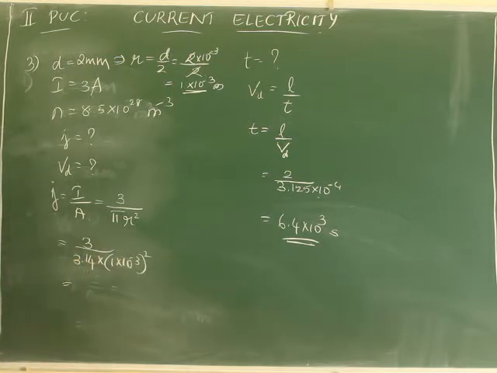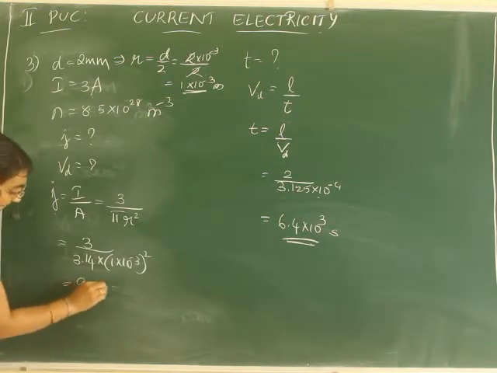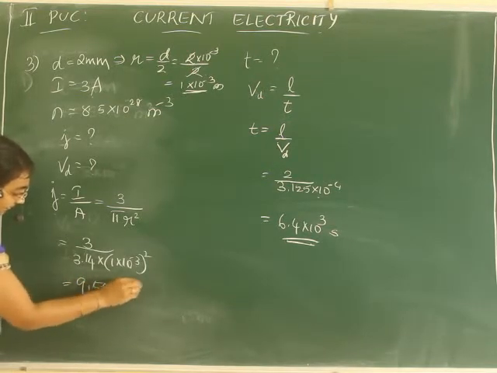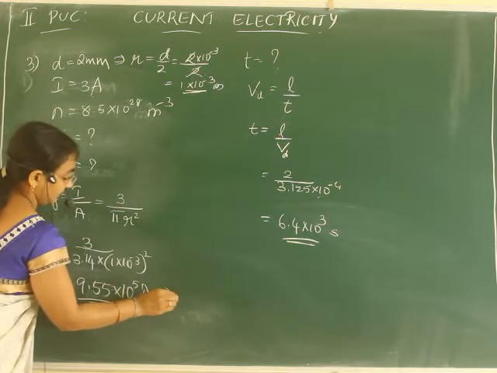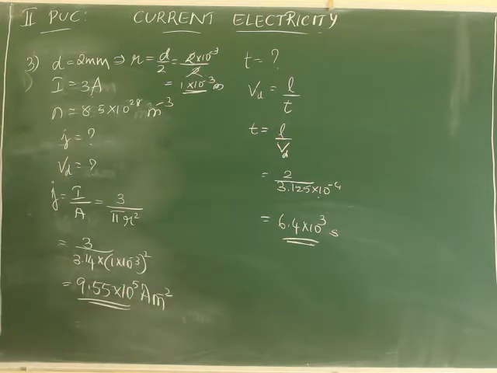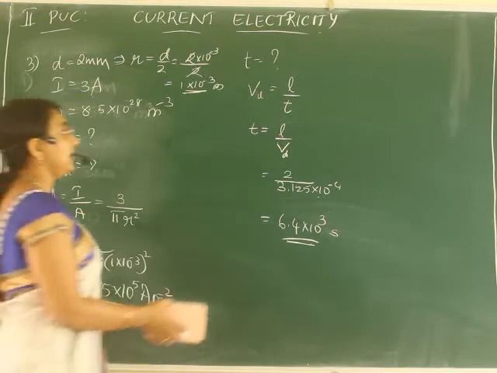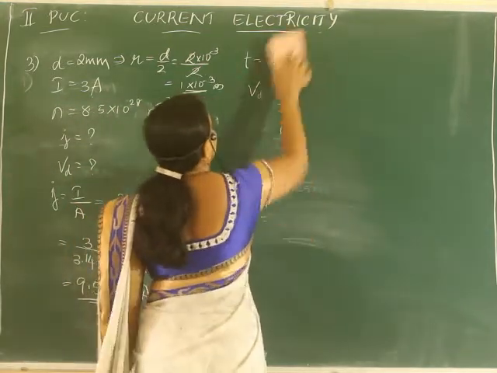What is the answer you are getting for current density? Can you help me? Are you getting 9.55 into 10 to the power 5? 9.55 into 10 to the power 5 ampere per meter square. Correct? Next, what you have to calculate? You have to calculate the drift velocity. Direct, I is equal to NEA Vd. Correct?